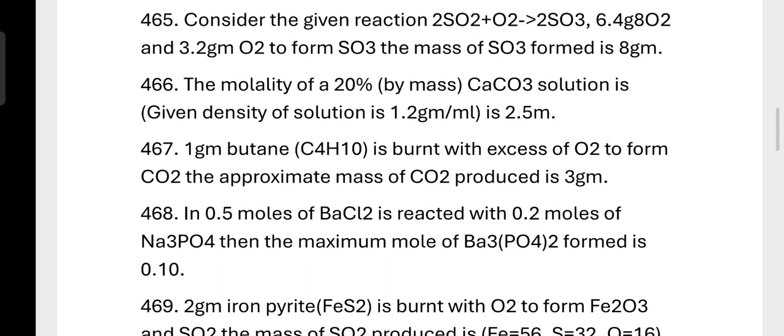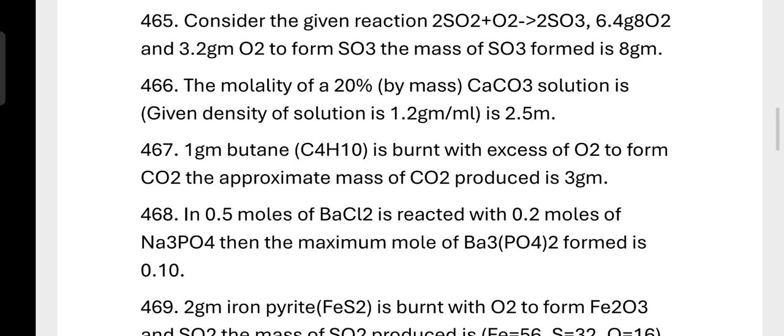Consider the given reaction: 2SO2 + O2 gives 2SO3. 6.4 gram SO2 and 3.2 gram O2 react to form SO3. The mass of SO3 formed is 8 grams.